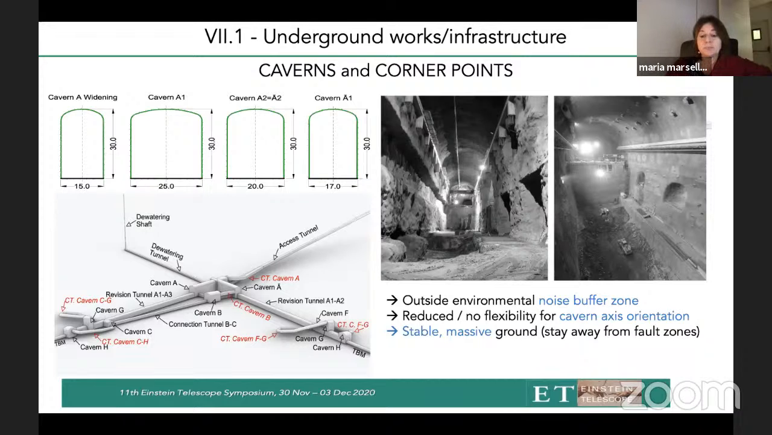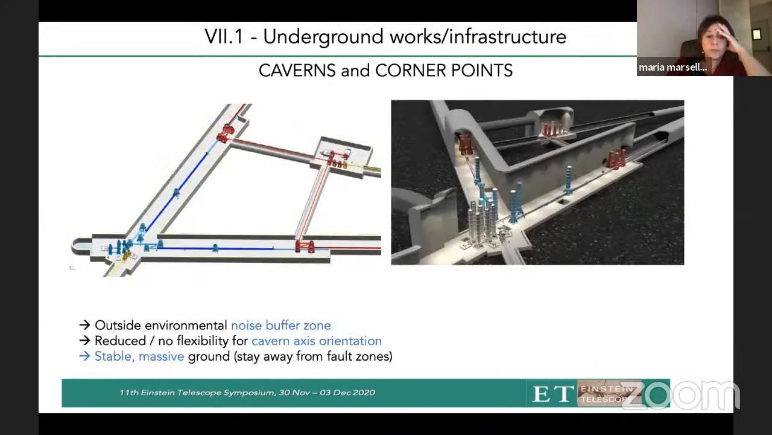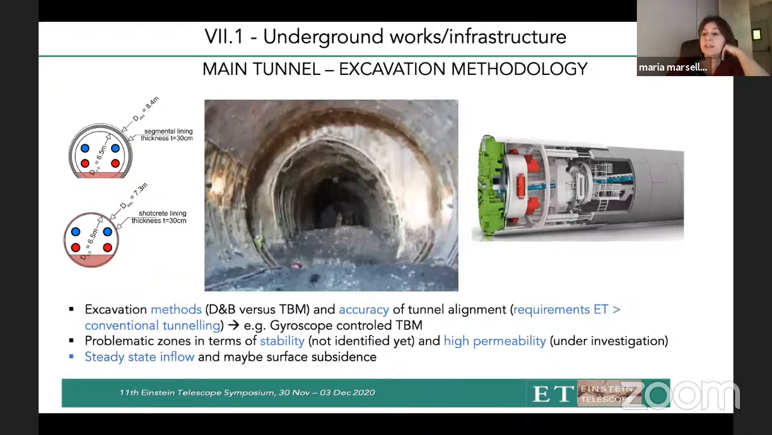And then another issue that we should face is to discuss with the experts which are the best excavation methods. We have talked about TBM, regular TBM, and we have talked about blasting. We should see how these different methods can influence the time and the cost for the construction of the infrastructure, and which is the best method to guarantee accuracy in the excavation.